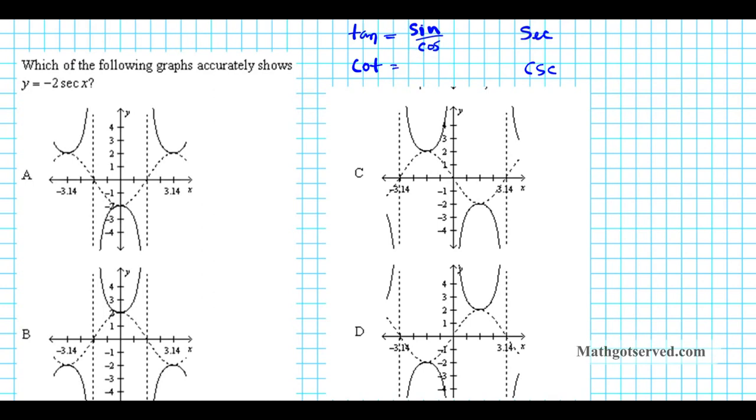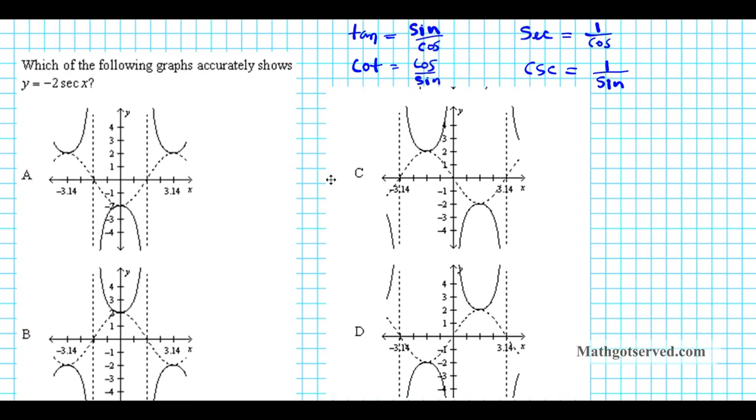Tangent is given by sine over cosine, which tells us that cosine determines its asymptote. Cotangent is given by cosine over sine, so sine basically determines where the asymptote of cotangent is. Secant is given by 1 over cosine, so cosine determines where its asymptotes are, just like tan. Okay? And then cosecant is 1 over sine, so sine determines where the asymptotes of cosecant are.